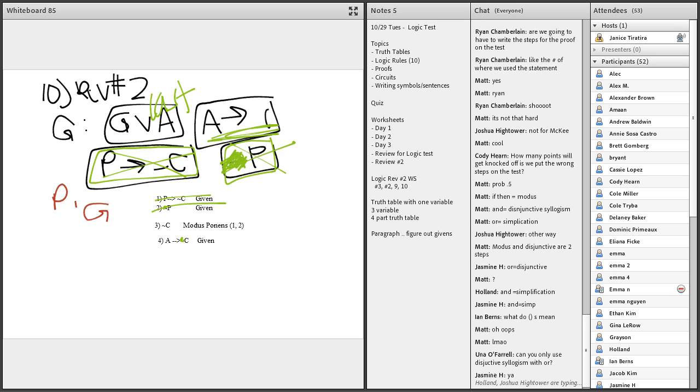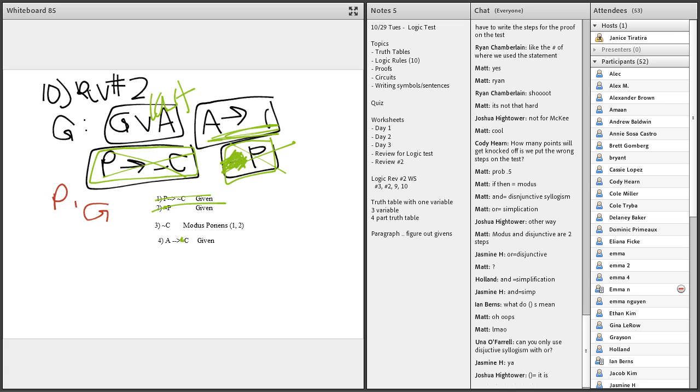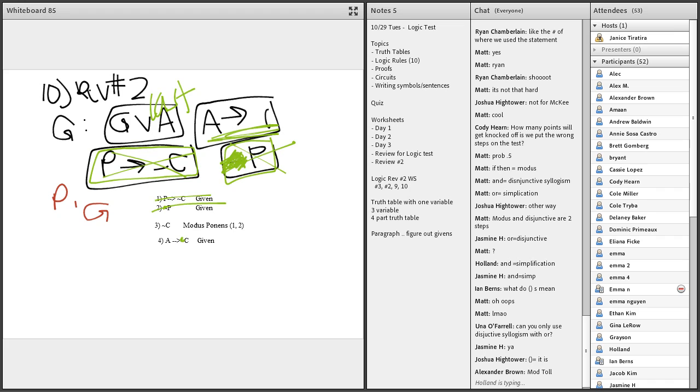So then from here, number 5, the answer will be not the hypothesis of your if-then sentence. So what would that be? Not the hypothesis of the if-then sentence. That would be, some of you say modus tollens, yes. And the answer will be modus tollens using steps 3 and 4.